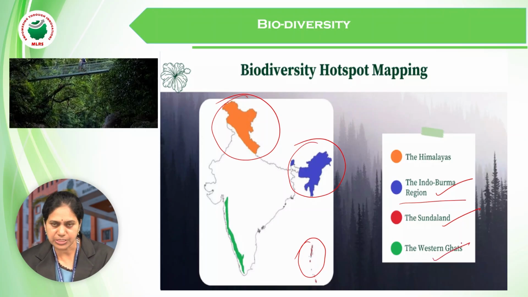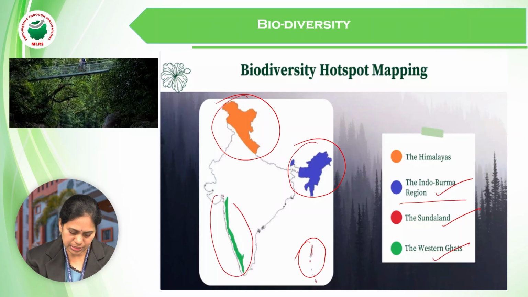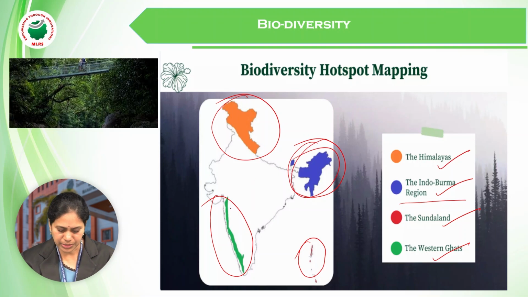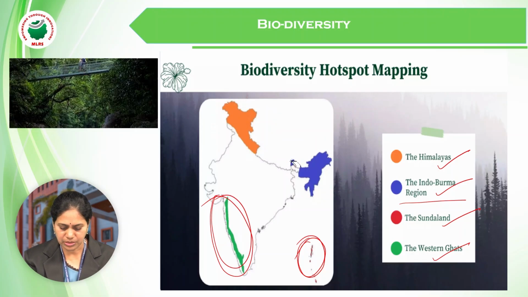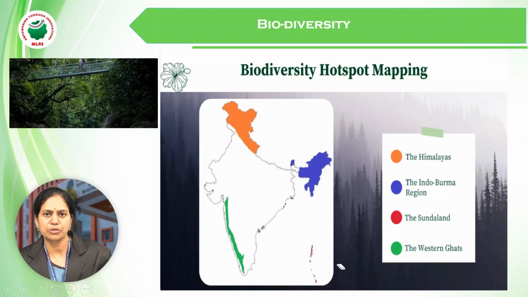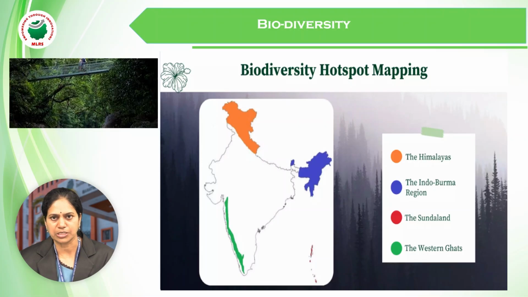And next we have the Western Ghats. The Western Ghats are this part of our country. So you can see in our map the four hotspots of our country. One is the Himalayas, next the Indo-Burman region, next the Sundaland, the Nicobar Islands, and next the Western Ghats. All these four areas we are terming as hotspots present in our country, and it's high time that we conserve and protect them to make our life sustainable.